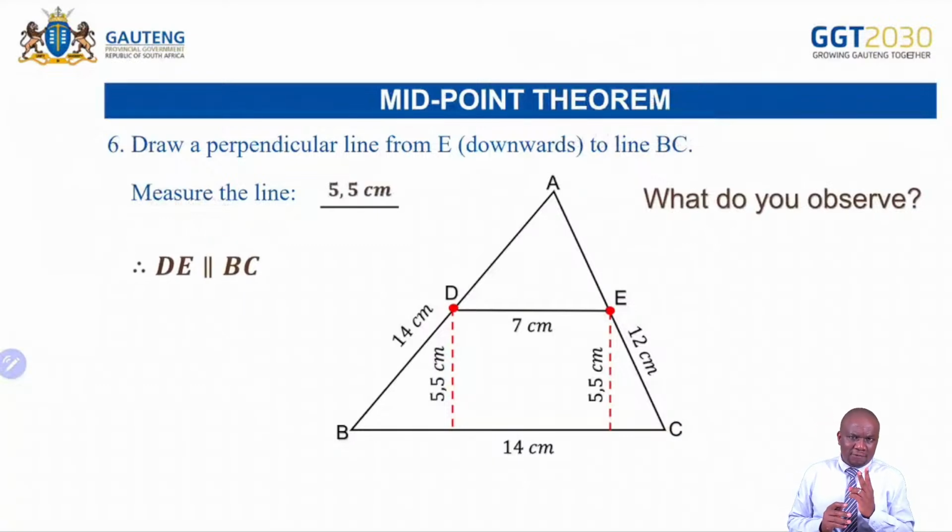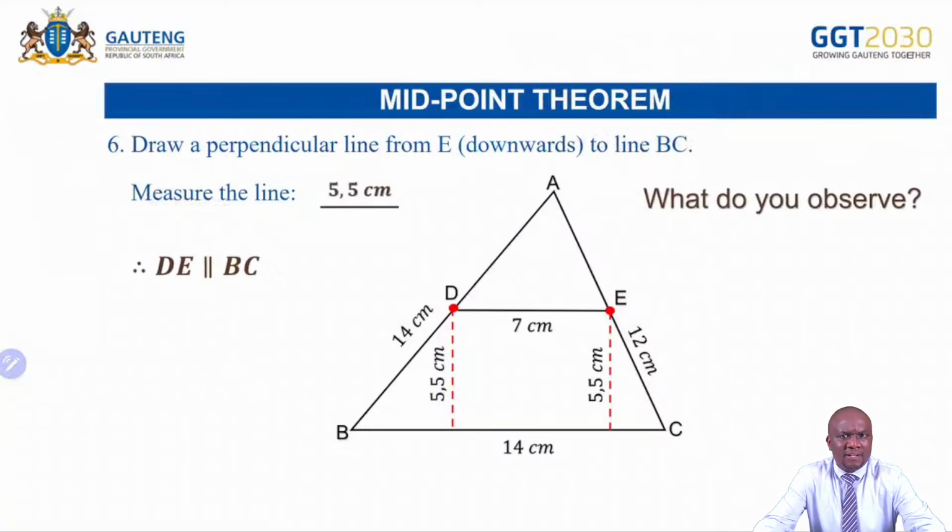Now, there are two things we have investigated and managed to find out. A line segment joining the midpoints of 2 sides of a triangle: 1, is half the size of the third side; 2, is parallel to the third side. That's the midpoint theorem. Done.